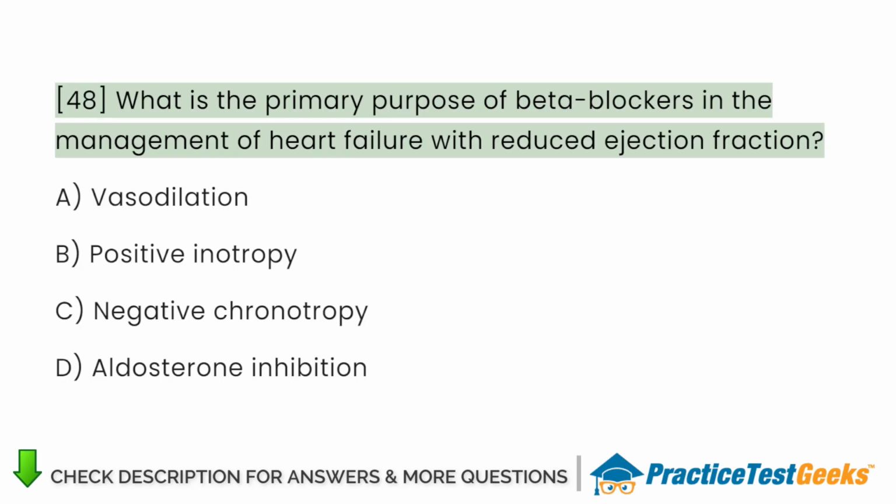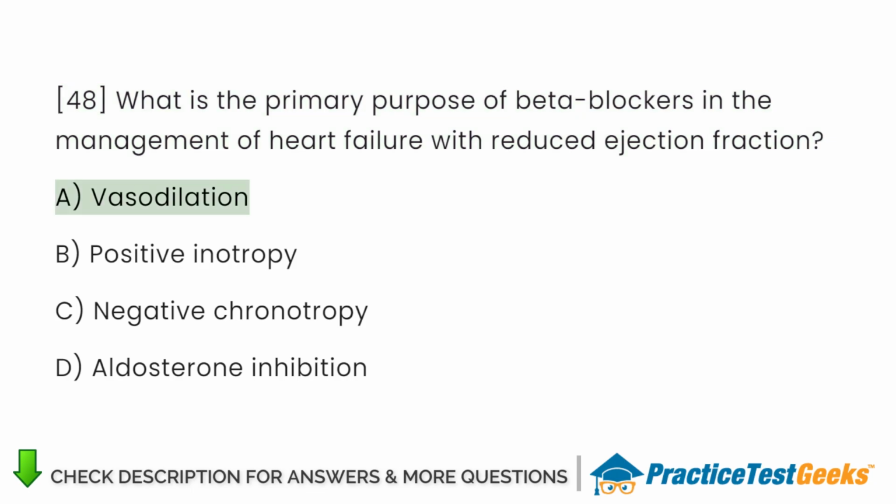What is the primary purpose of beta blockers in the management of heart failure with reduced ejection fraction? A. Vasodilation. B. Positive inotropy. C. Negative chronotropy. D. Aldosterone inhibition.